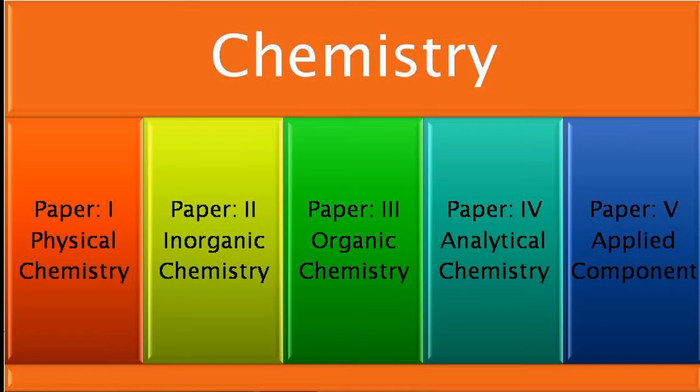Paper 4 is analytical chemistry. Paper fifth is applied component. Each paper contains 4 units. 15 lectures are allotted for each unit. So total 60 lectures are allotted for each paper. Same papers are repeated in semester 6 with advanced syllabus.